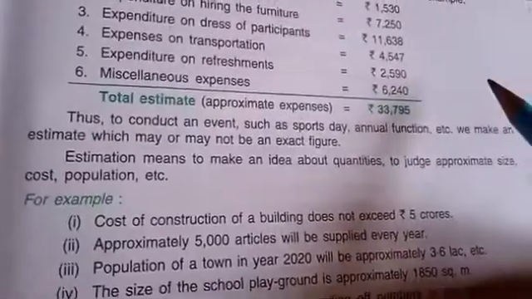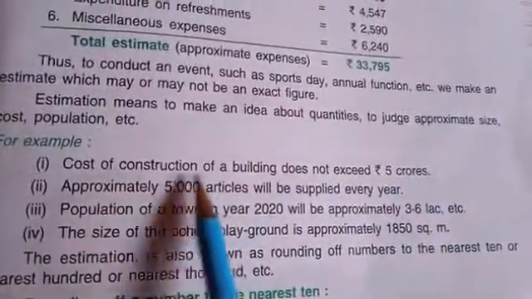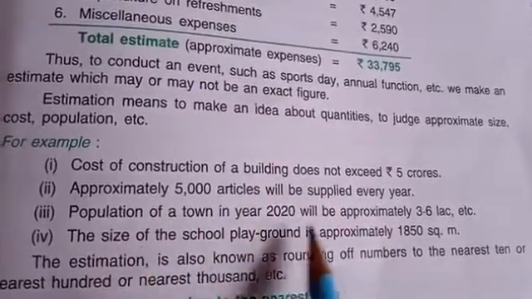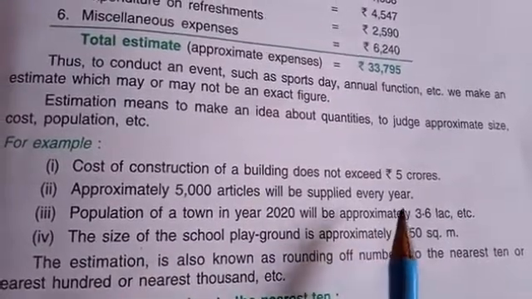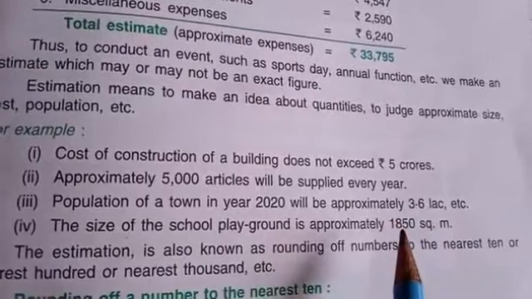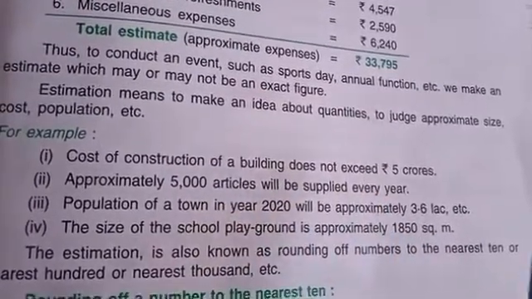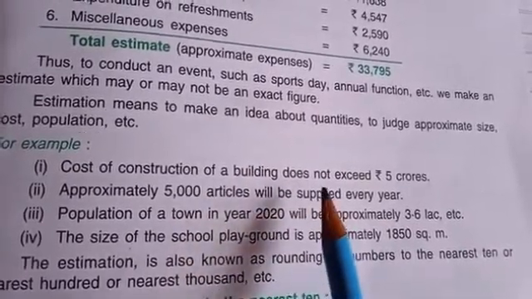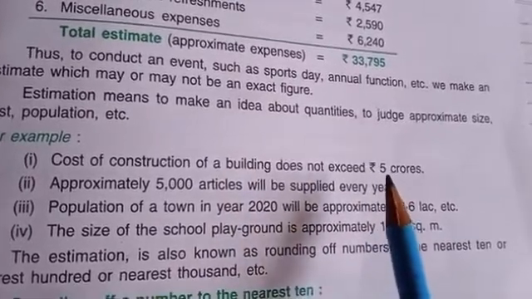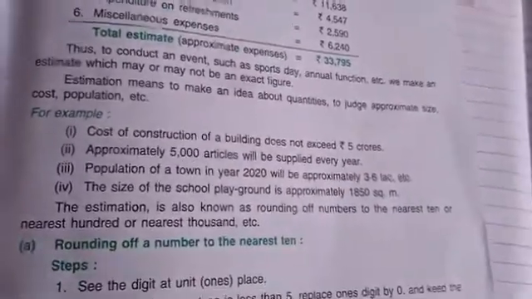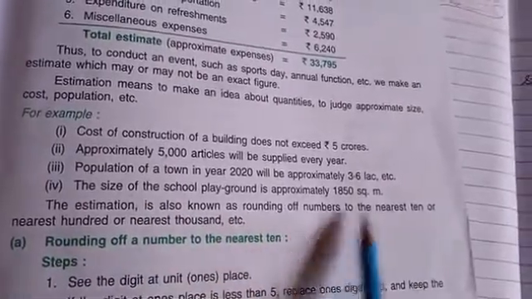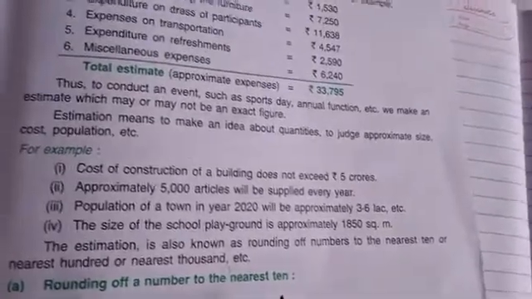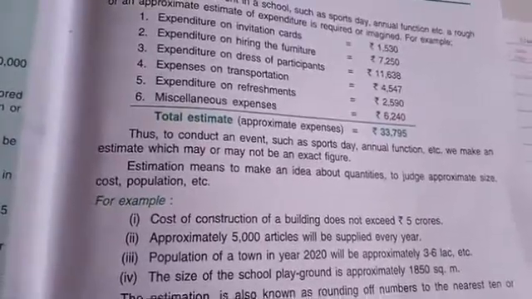Okay. So now this can be done for the cost of construction of buildings, then population, then size of your playground. You cannot actually go and measure it, right? And of course, how many articles are published or supplied or manufactured. Articles means anything in a factory. So all these things come under estimation. Estimation is also known as rounding off numbers to the nearest 10 or 100 or nearest 1000. Okay, so how to do it, that we are going to see.